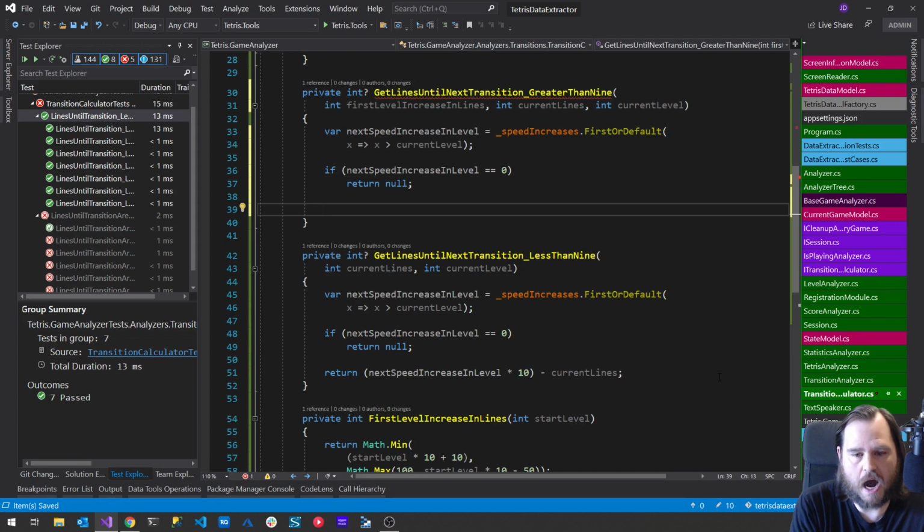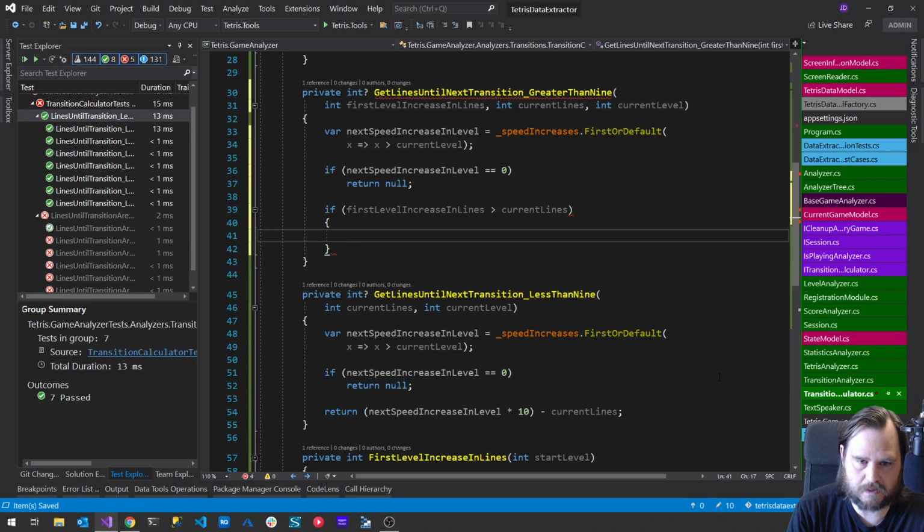We have to get up to the first level increase. So our next level in lines. Okay. If your first level increase in lines is greater than your current lines, you haven't hit any kind of transition at all.